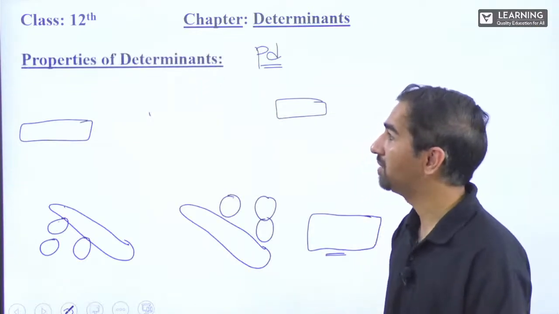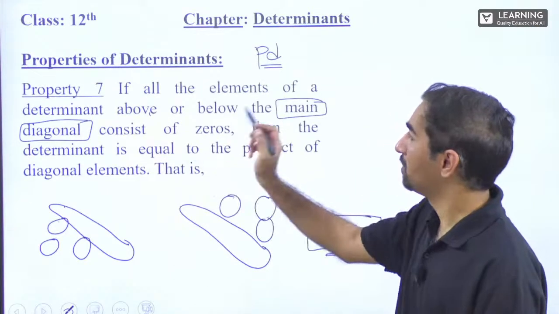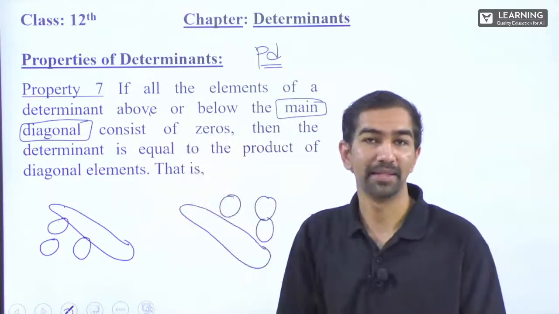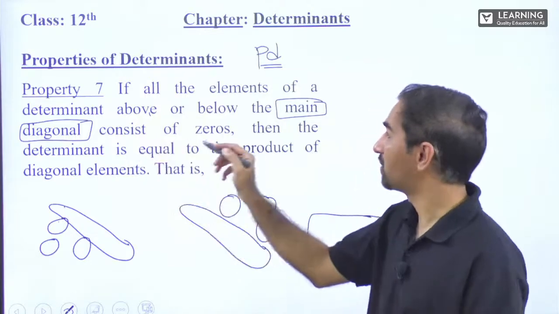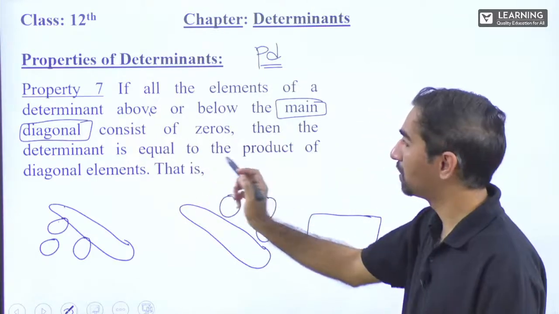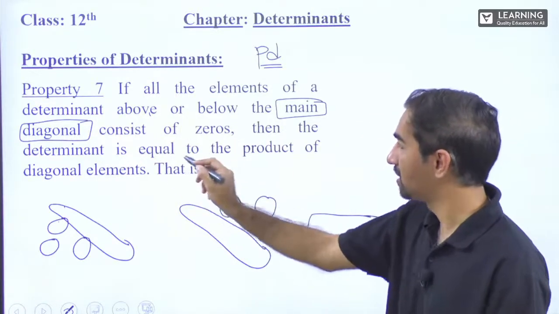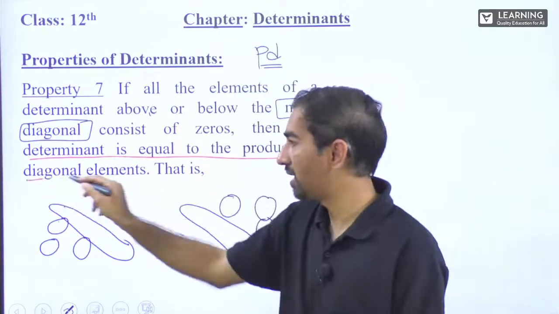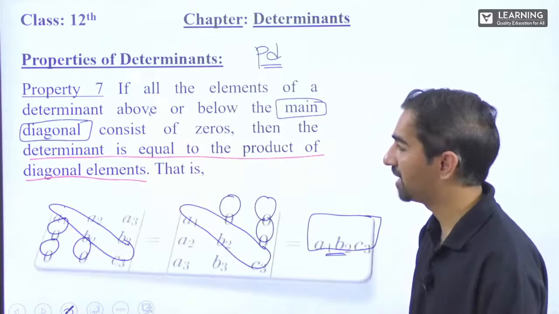Property number 7. If all the elements of the determinant above or below the main diagonal, that is nothing but the principal diagonal, consist of zeros, then the determinant is equal to the product of diagonal elements. That is demonstrated like this.